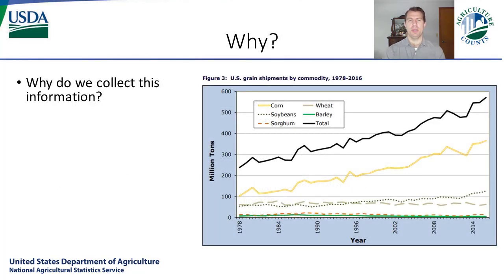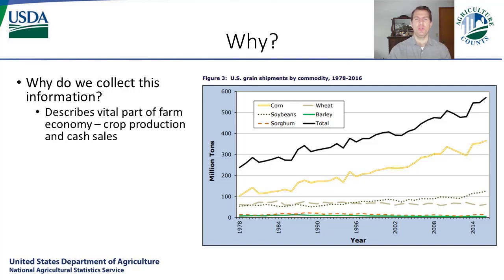Now that we know what we are recording, let's move on to the why. Why do we collect this information? ARMS 3 is the only NASS survey that surveys on-farm economics, as Eric discussed when talking about the purpose of the survey. Section B helps with this by taking an inventory of crops produced and cash sales.